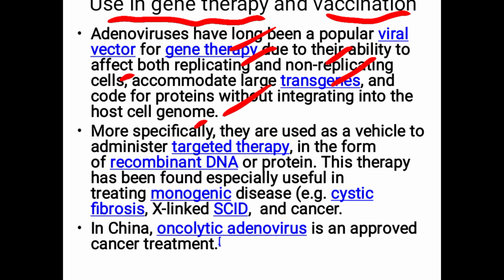More specifically, they are used as a vehicle to administer targeted gene therapy in the form of recombinant DNA or protein. What does it mean? It means that they are used to transfer genes from one organism to another organism, and adenoviruses are known as vectors which carry the gene and they are used in recombinant DNA technology. Recombinant DNA is DNA that is formed from two different sources.